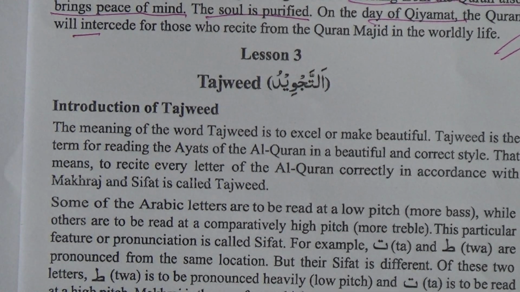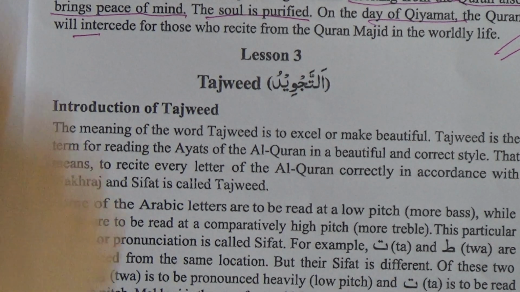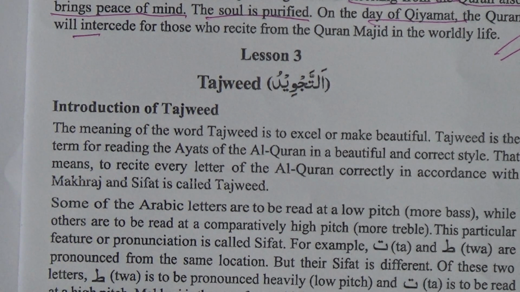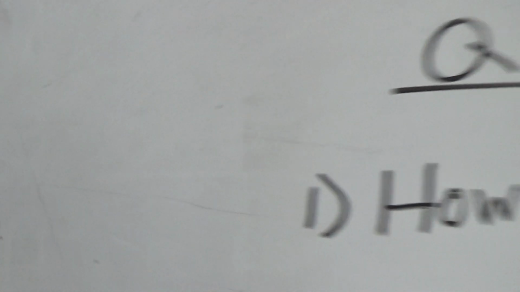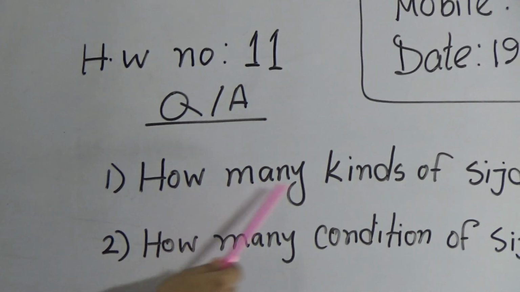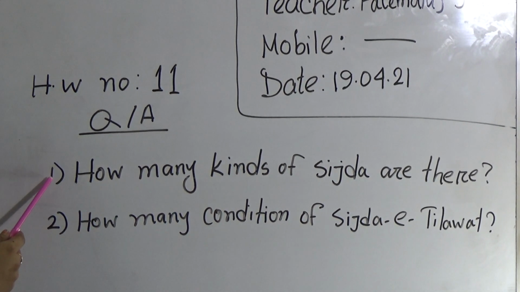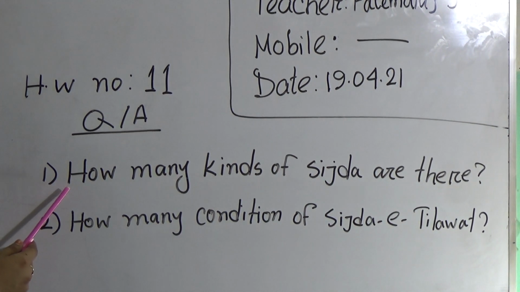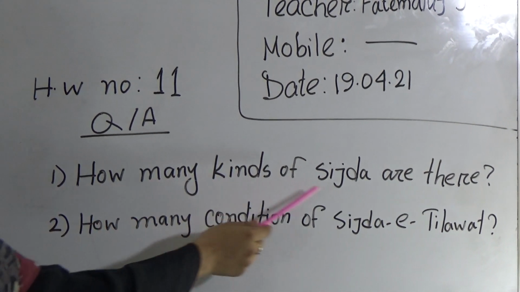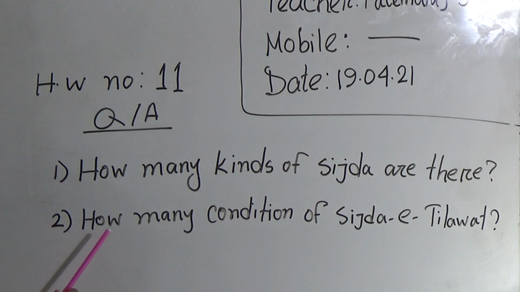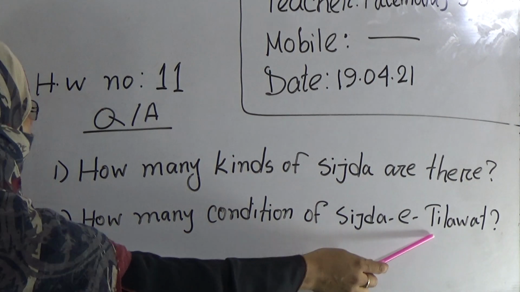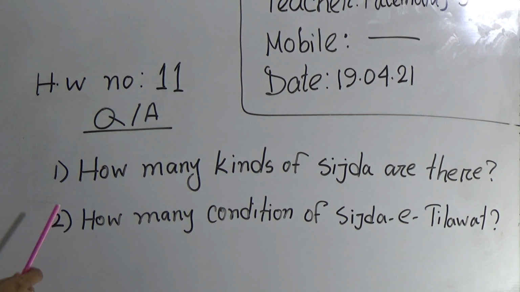My dear students, you have finished lesson 1 and lesson 2 from chapter 3. Now here is your HW, HW number 11. You have to write the answer to this question: how many kinds of sijda are there, and how many conditions of sijda tilawat are there. It is from chapter 2, and you will get the answer from chapter 2. You have to write it and submit the HW.